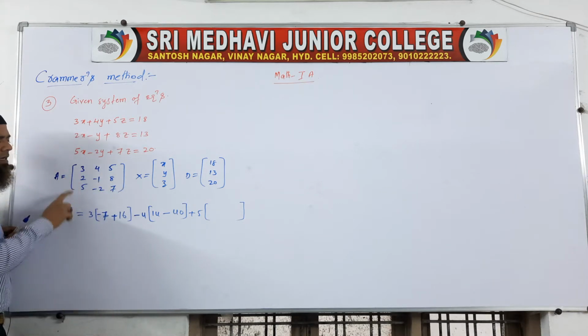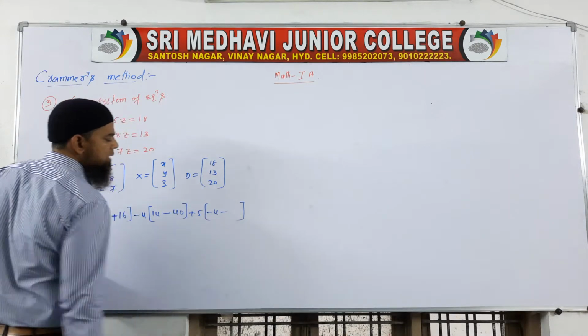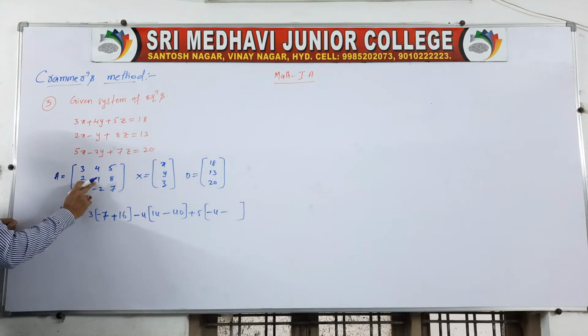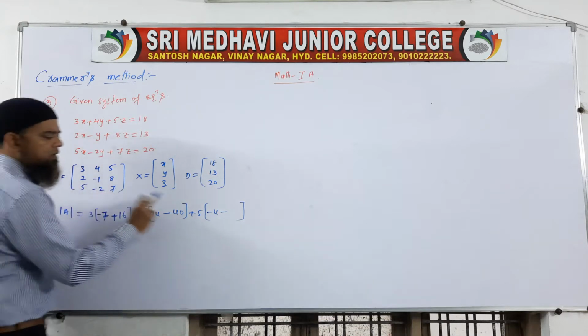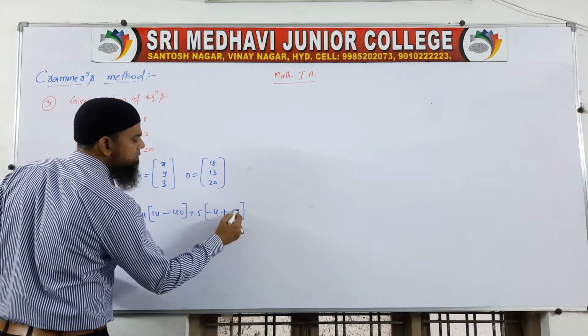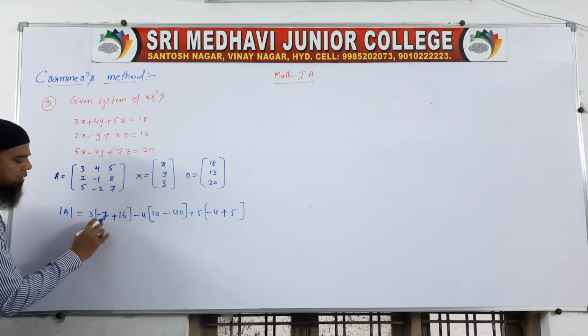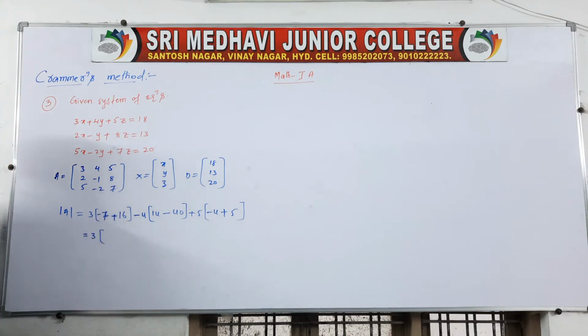What are the numbers here? 2, -1, 5, -2. Again we have to do AD minus BC. Multiply these two numbers. 2 into -2, that is -4. This is formula minus. 5 into -1, that is -5. When you are writing -5 here, automatically minus is there, no, minus into minus plus 5. So that is equal to 3 into -7 plus 16.